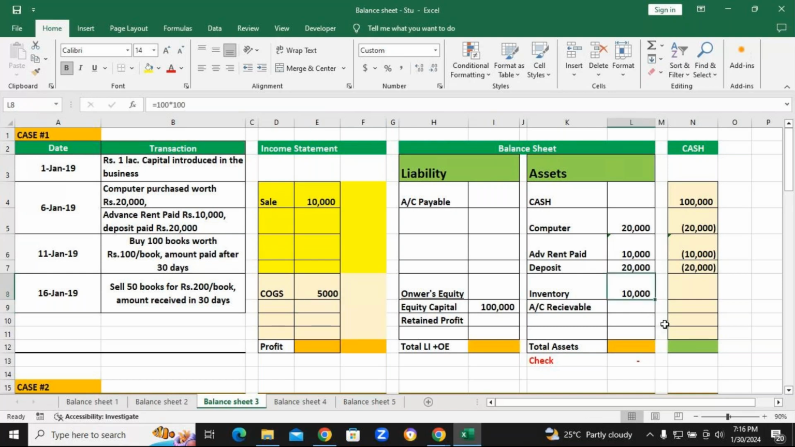So in inventory, what I have written here is only the purchase of the books. Purchase of the books I have said. So now here I need to mention the COGS also.